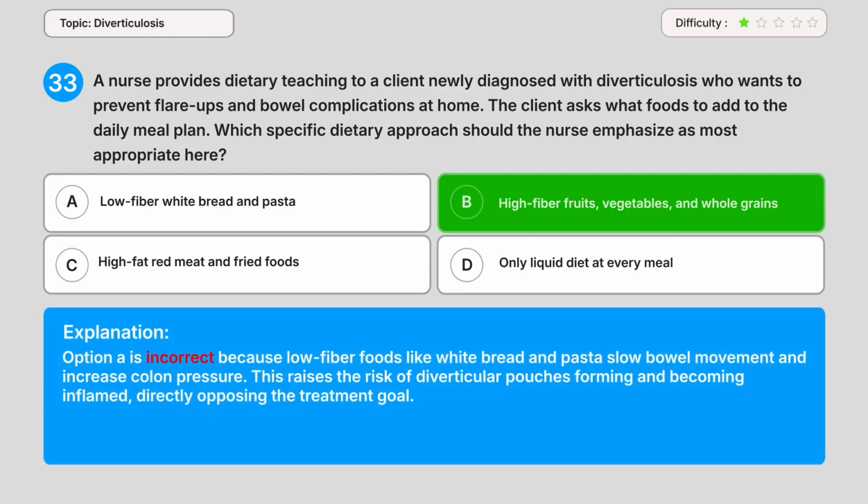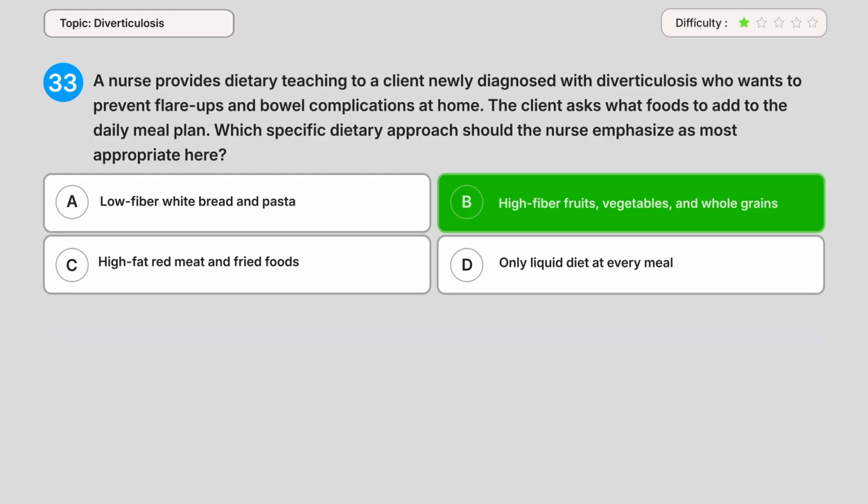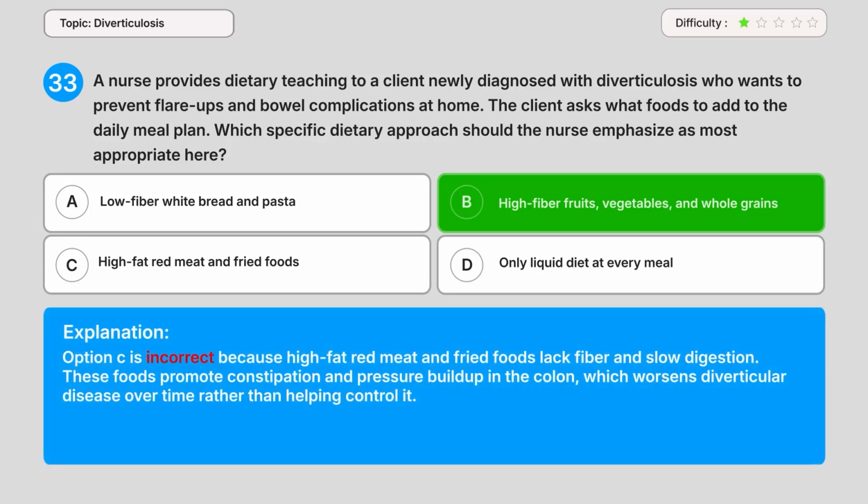Option A is incorrect, because low-fiber foods like white bread and pasta slow bowel movement and increase colon pressure. This raises the risk of diverticular pouches forming and becoming inflamed, directly opposing the treatment goal. Option C is incorrect, because high-fat red meat and fried foods lack fiber and slow digestion. These foods promote constipation and pressure buildup in the colon, which worsens diverticular disease over time rather than helping control it.